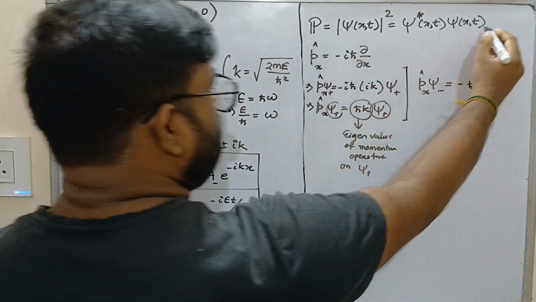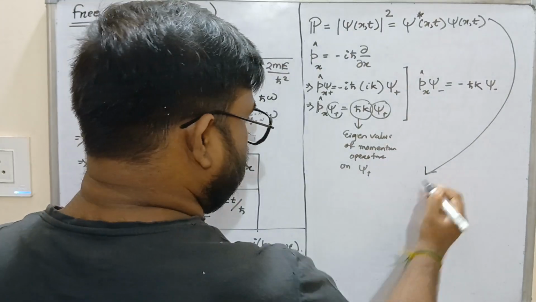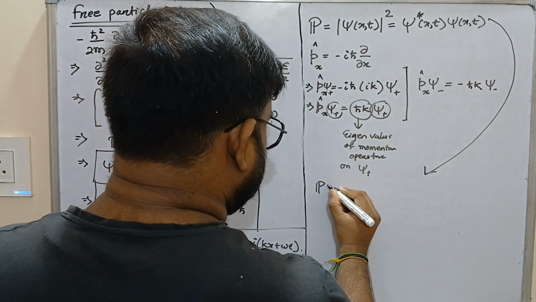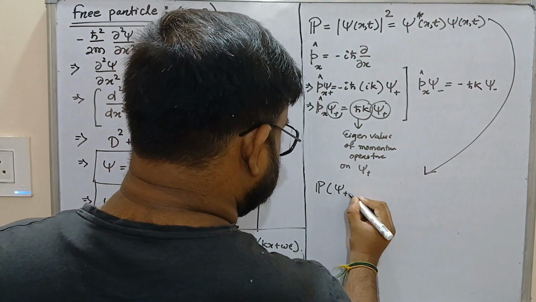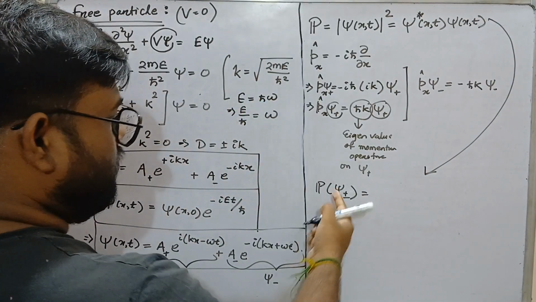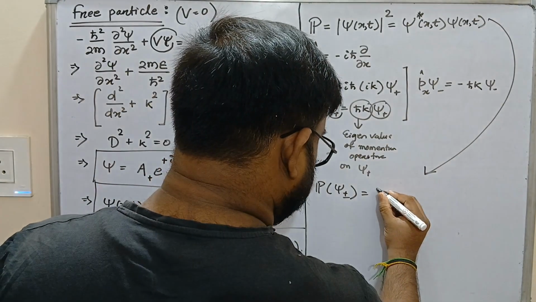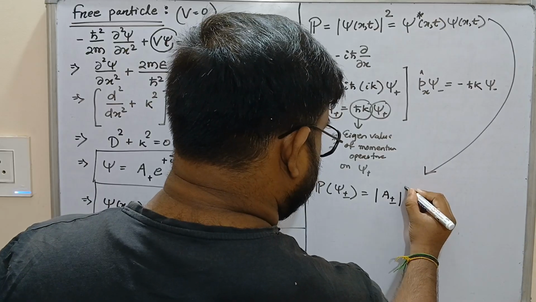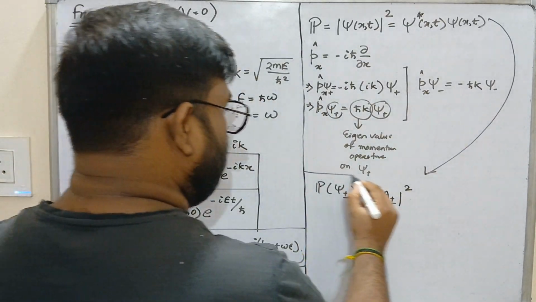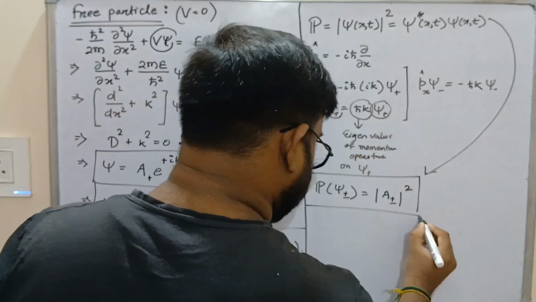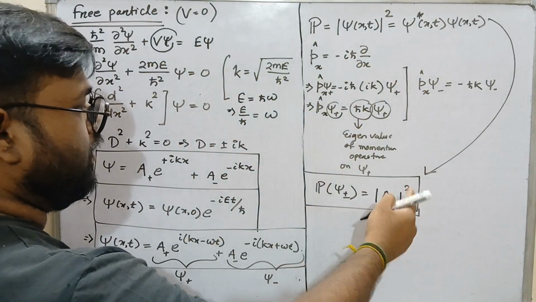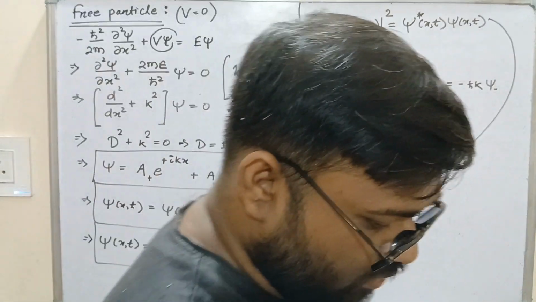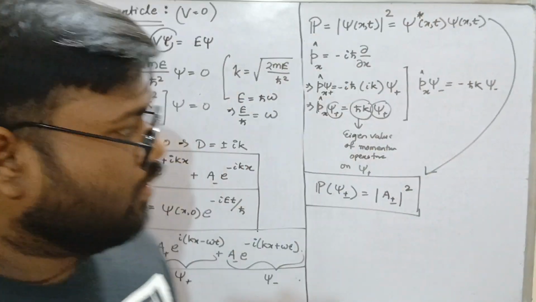So now come to probability density. Probability density can be found, let's say this is psi plus, psi minus. If it is psi plus, then the wave function will be a plus, and if it is psi minus, it will be a minus, and both squared. This is your probability density. Yes, very easy to figure out.